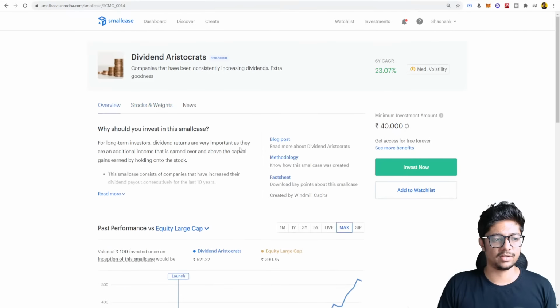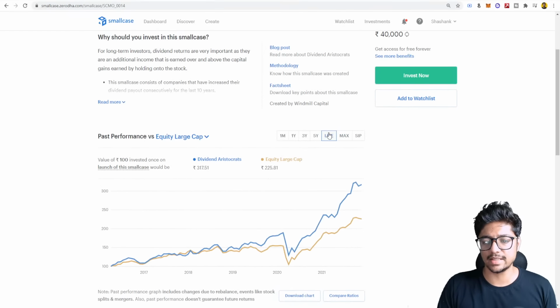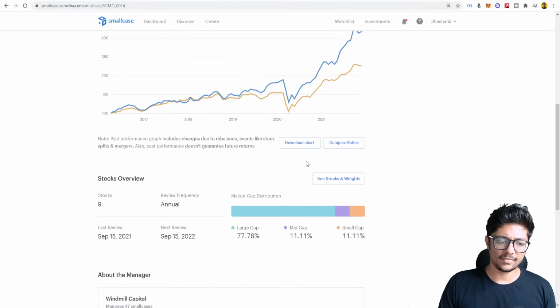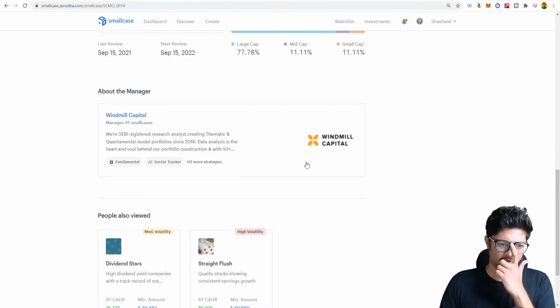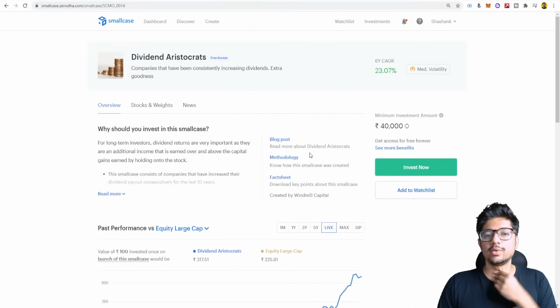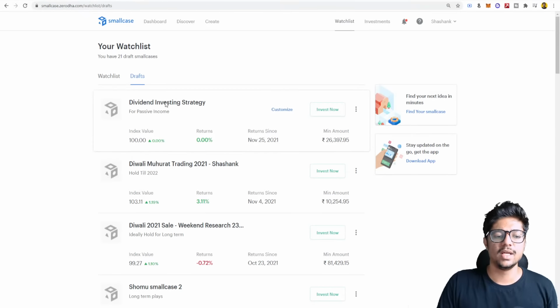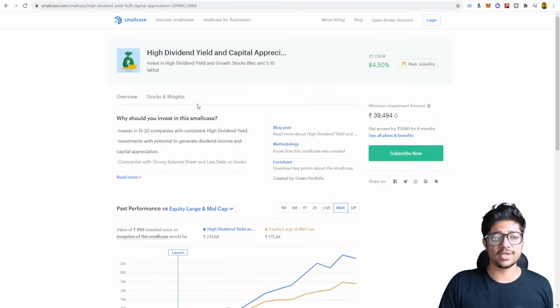What else? Show me how you show me returns. Good returns, beating the equity large cap as well. Not bad at all. Okay, so this looks good. So yeah, if you want to do it, it's completely free, so you can do it whenever you want to, or you can invest in your own custom smallcase after doing your own research. I'll show you one paid also.